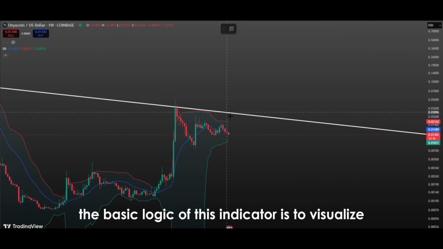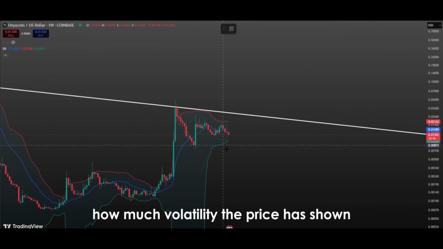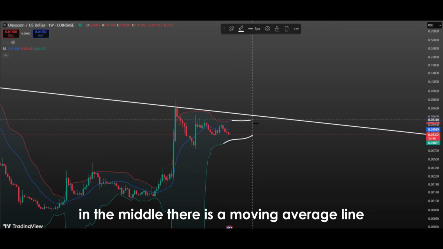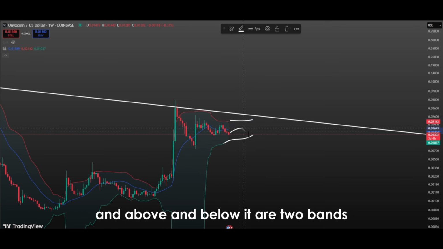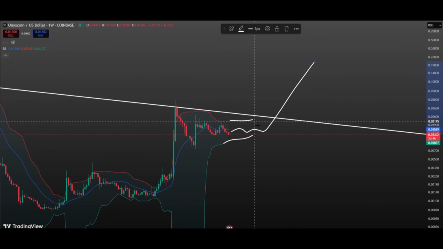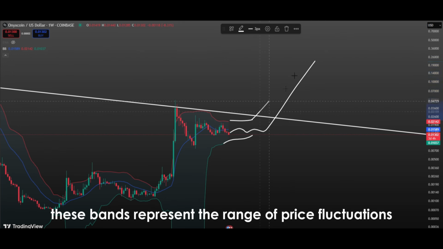The basic logic of this indicator is to visualize how much volatility the price has shown around its average value over a certain period of time. In the middle, there is a moving average line, and above and below it are two bands determined according to the standard deviation of the price.